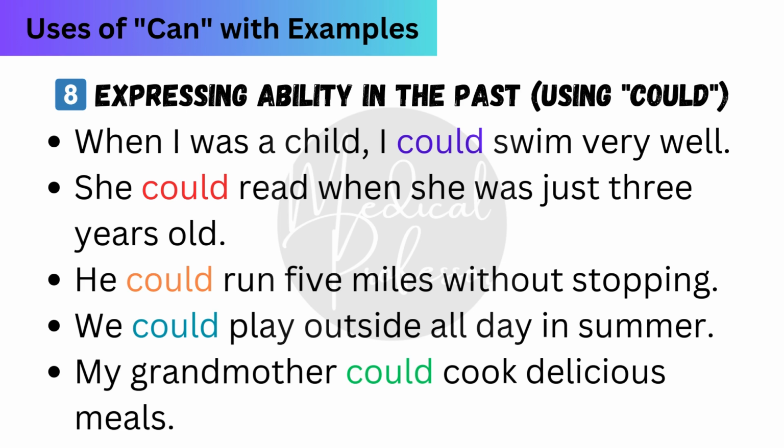Can does not have a past form, so we use could to talk about past abilities. For example, when I was a child, I could swim very well. She could read when she was just 3 years old. He could run 5 miles without stopping. We could play outside all day in summer. My grandmother could cook delicious meals.